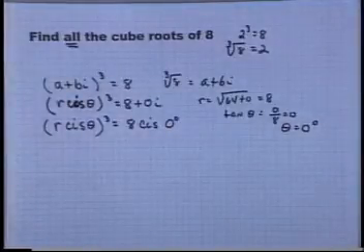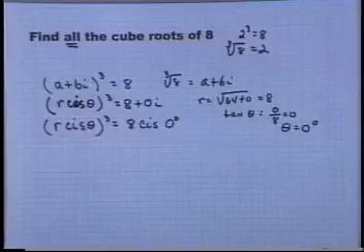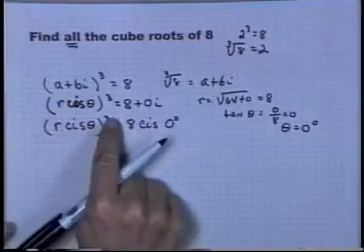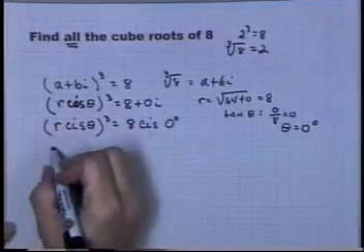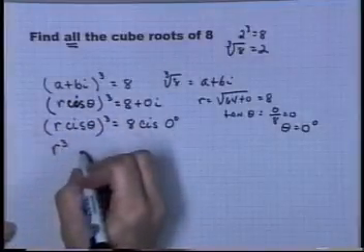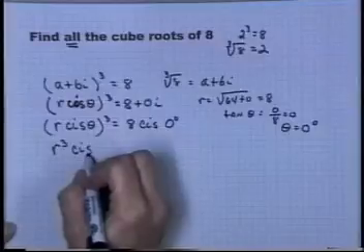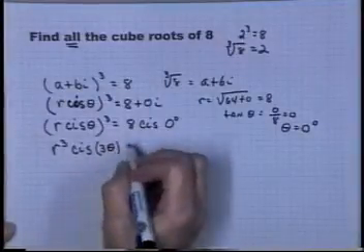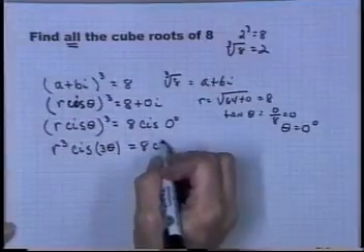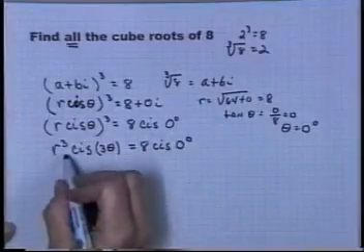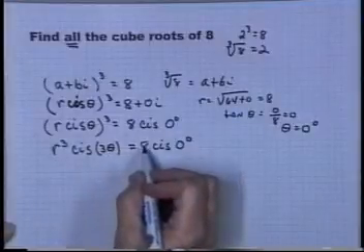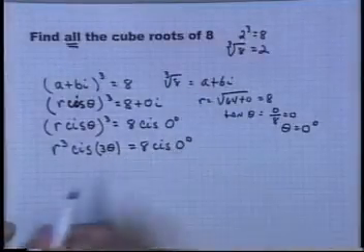Now, we just learned by looking at de Moivre's theorem, if I raise the trig form of a complex number to the 3rd power, what do I do? I raise the r to the 3rd power, but what do I do with the angle? I multiply that angle times 3, don't I? So here's what I have. R cubed times cosine plus i sine 3 theta equals 8 times cosine plus i sine 0 degrees.